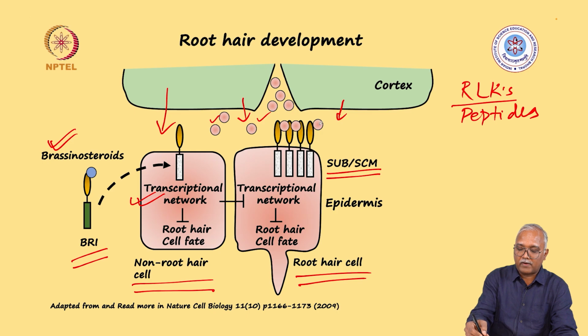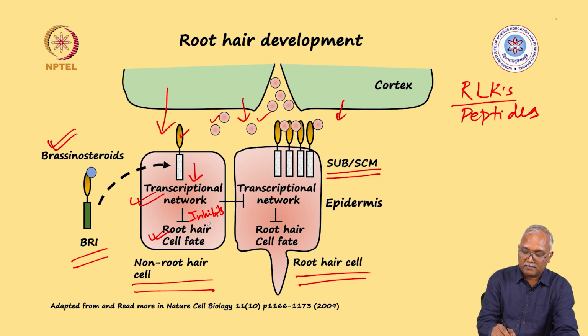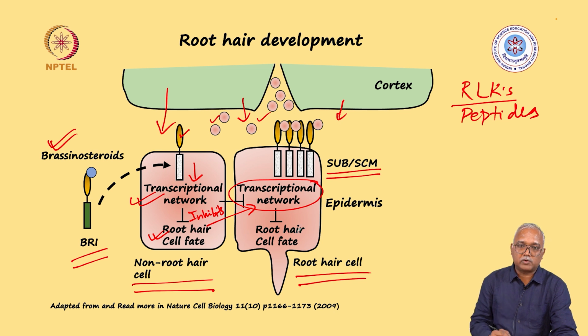People still are working to identify what is the exact nature of these signals, but what is understood is that these signals bind to the receptor, they activate a program inside this cell which inhibits root hair cell fate. So positional identity tells them to activate a program which will inhibit the root hair cell. Now the other cell which is here, which has the similar program set in, but the neighboring cell sends an inhibitory signal not to activate a transcriptional network which inhibits the root hair cell formation.